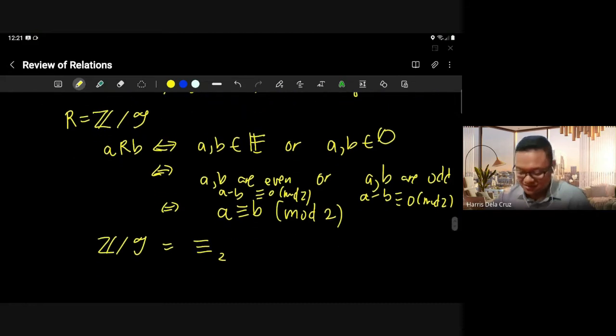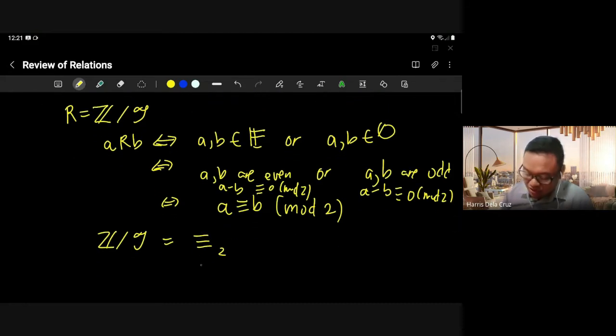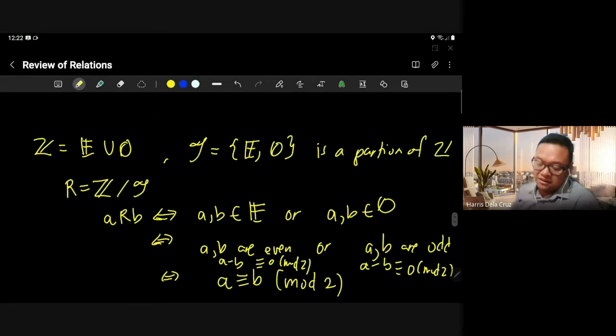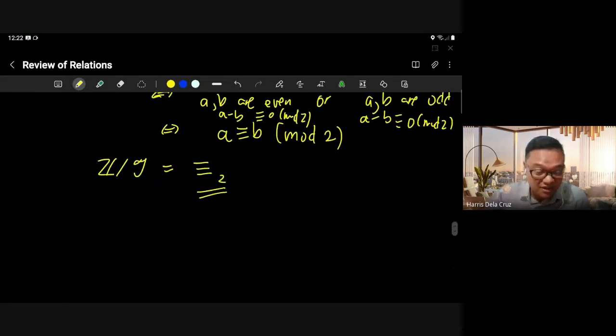Puro induced, di ba? So ang i-induce na ito, ang ini-induce niyang partition precisely either you leave a remainder of 0 or both of the numbers leave a remainder 1. Pero when you leave a remainder 0, meaning both of you are even. When you leave a remainder 1, both of you are odd. But both of you being even or both of you being odd is the induced relation by the partition even and odd. Yan. Okay.